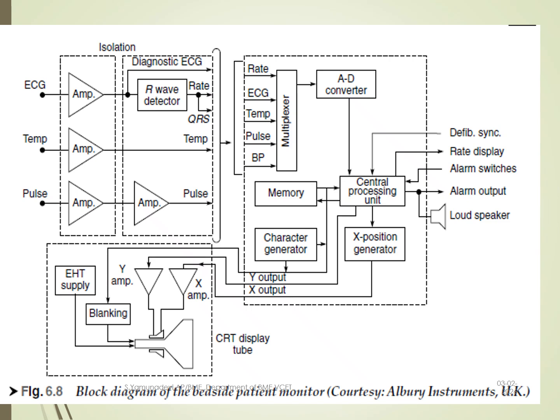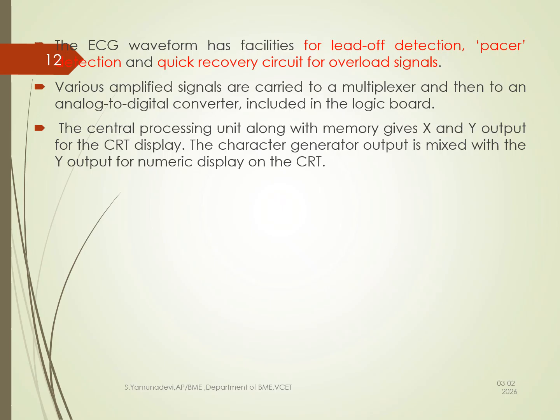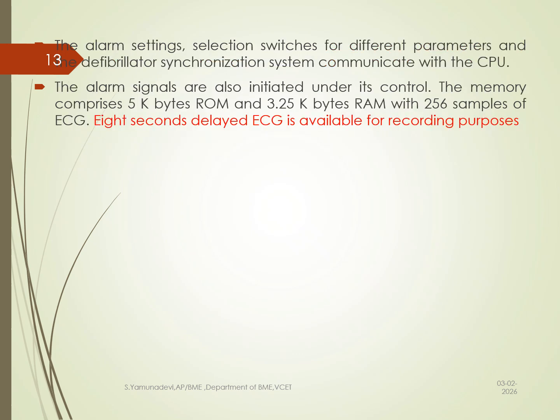From the display part, the parameters are displayed in the monitors. Mostly, the ECG waveform panel has facilities like lead-off detection, phasor detection, and a facial detection unit, and also a quick recovery circuit for overloading of signals. And mostly these various amplified signals are sent to this logical board, and these units are used to control the false alarms and other precautionary actions.